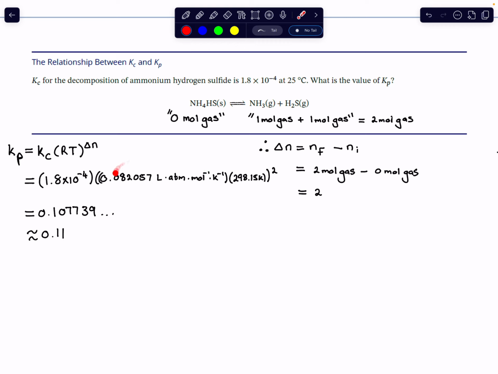Important features here: keep your R in liter atmosphere per mole Kelvin. Why? Because you work in atmospheres for your products, so they're partial pressures. So when you work with Kp, you always use atmospheres. And to calculate delta n, you must look at the change in the number of mole of gas, or the amount of gas. So those are the main features of how we relate Kc and Kp for the same equilibrium.